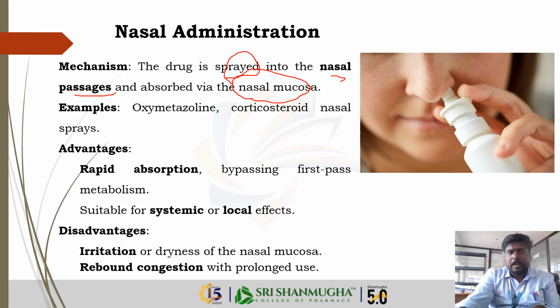In this route, the drug is sprayed. You can look at this image. The drug is loaded in the sprayer and administered through the sprayer. The drug is sprayed in the nose, and this reaches the nasal mucosa. The nasal mucosa absorbs the drug. Examples for this route of drug administration: oxymetazoline and corticosteroid nasal sprays are available in the market.